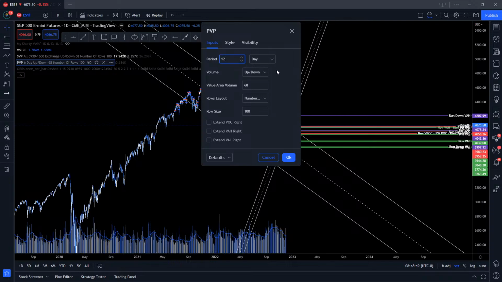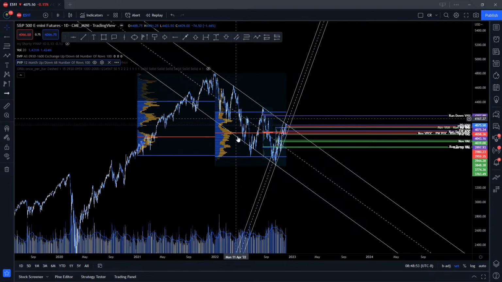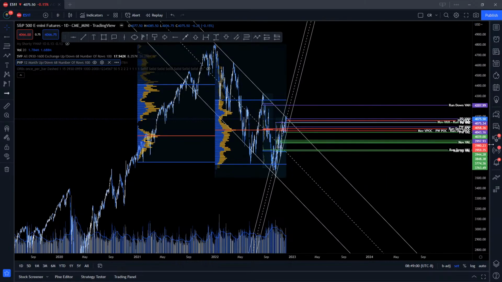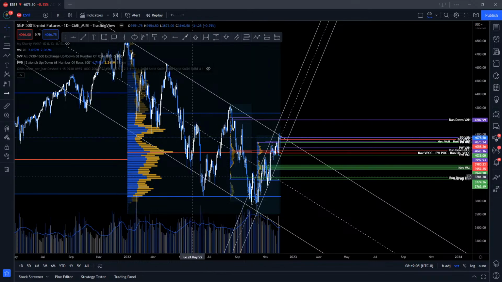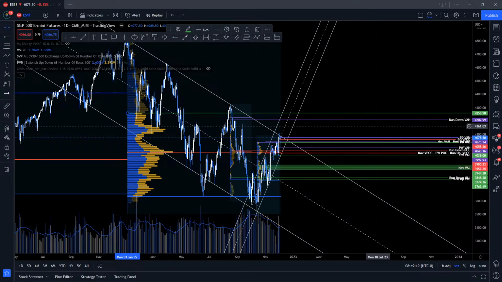The PVP doesn't have a one year option, so I use 12 months. So this is our developing value area high and low and POC for 2022. These values you can actually use because we're so close to the end of the year, it's going to take a lot to move them. So we'll grab these really quick. They're also pretty relevant to where we're trading right now. We're getting close to these levels.